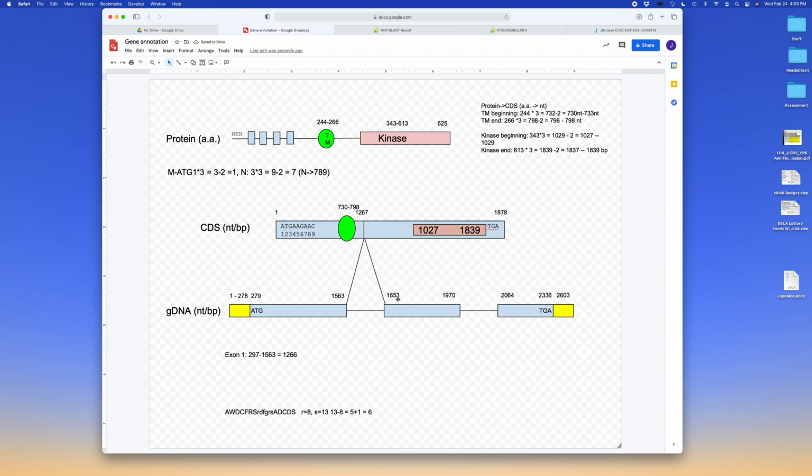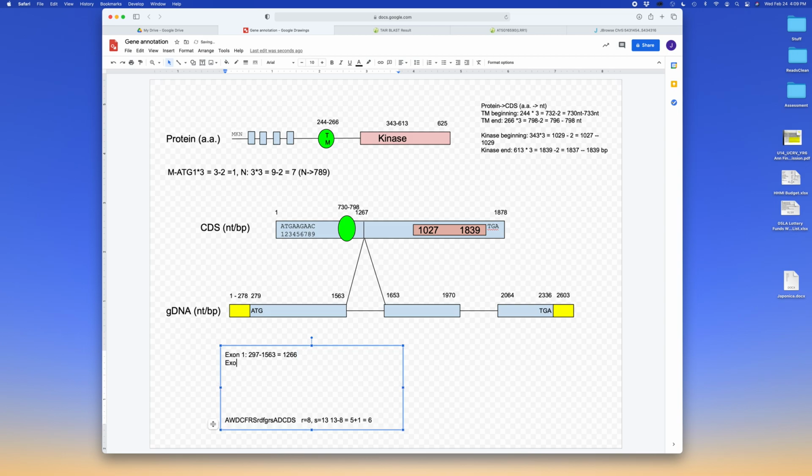And then this position is easy to calculate. So exon 2, right, is this difference here, 1970 minus 1653, and that's going to give us 317. So we're going to add 317 to 2267, because that's the exon 1, exon 2 boundary. So then that's going to be plus 2.